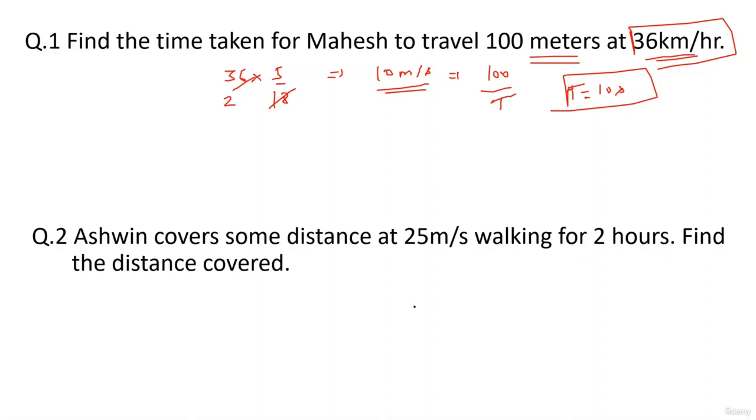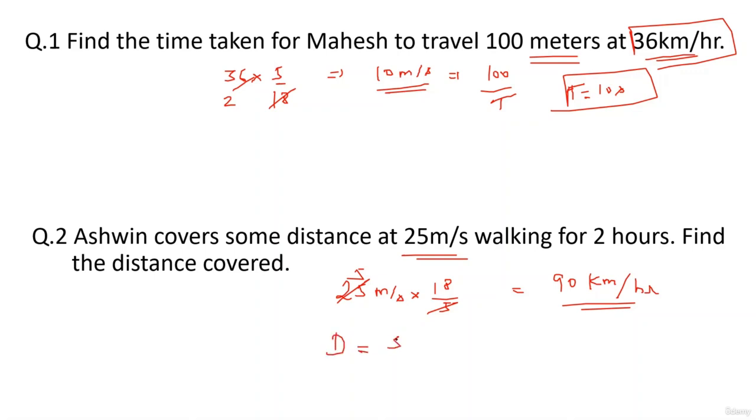Ashwin covers some distance at 25 meters per second, walking for 2 hours. Find the distance covered. Okay, very simple. We convert the speed given into kilometers per hour. So 25 meters per second, we multiply by 18 by 5. 5 ones are 5, 5 fives are 5 into 18, which is nothing but 90. So it is 90 kilometers per hour. Okay, 90 kilometers per hour, that is the speed.